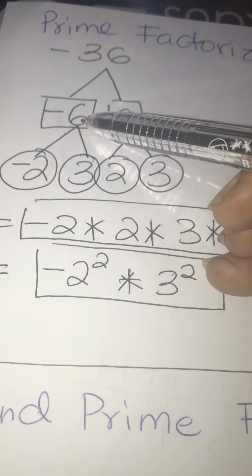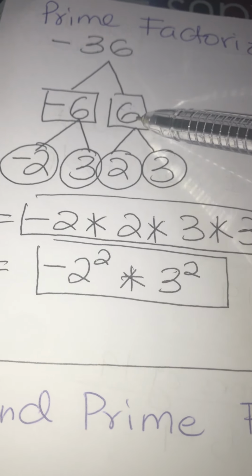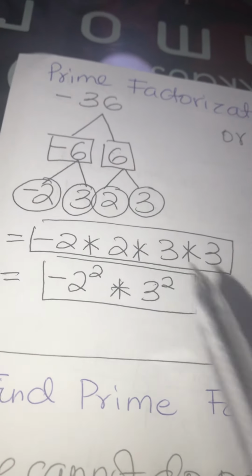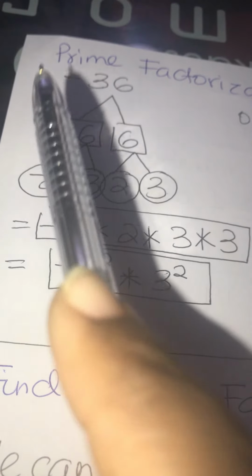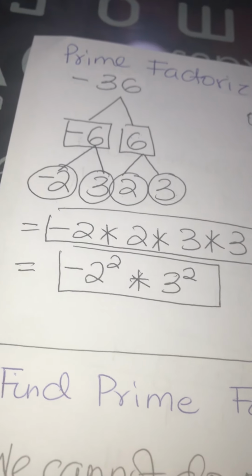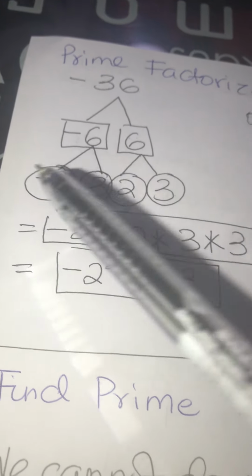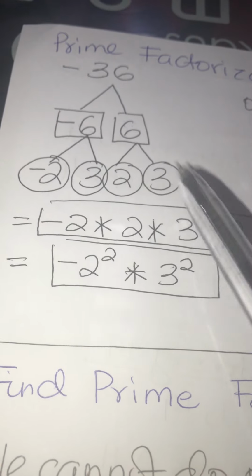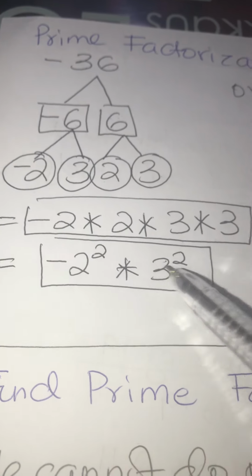How do you get negative 6? Negative 2 times 3. How do you get 6? 2 times 3. Remember, I told you, you write them from least to greatest. The negative number is always the smallest. The negative number is always the least. So, negative 2, followed by these 2, then 3, then 3. Then I wrote them in exponents.